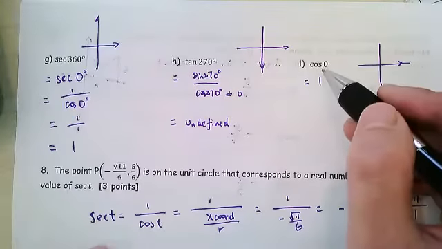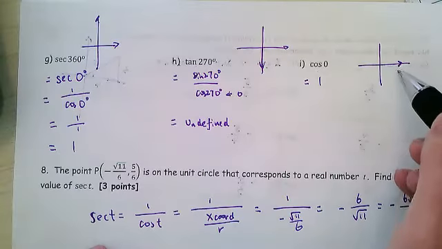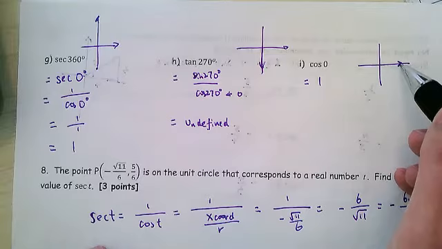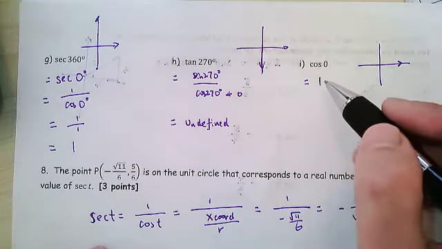What is cosine 0? Cosine 0, again, the terminal point is here, and the x-coordinate for that one is just 1.